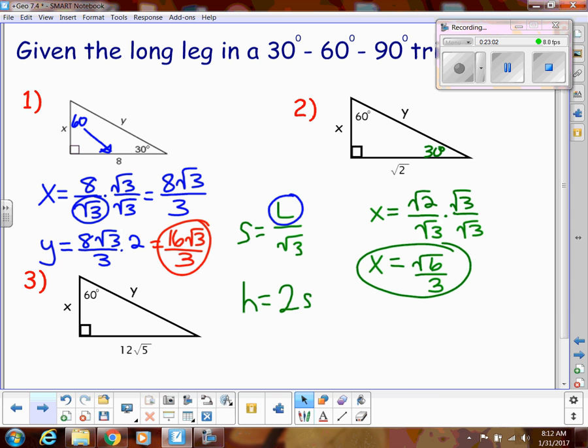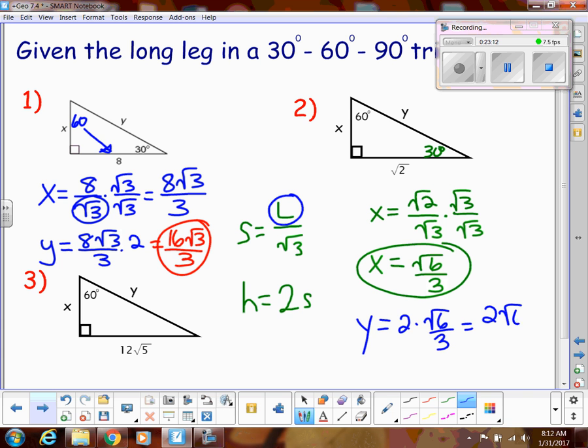And then our y this time is the hypotenuse. So we're going to double this. We're going to take 2 times our short leg. And that cannot be reduced at all, so you just write it as one single fraction. All right, try this last one on your own.